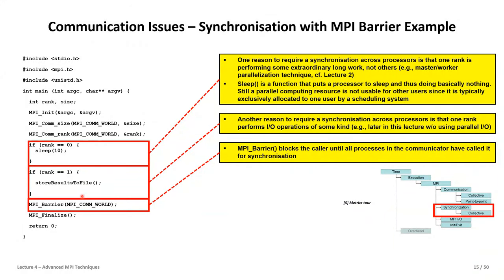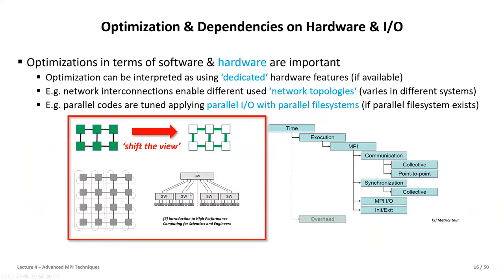And of course, this can also cause a lot of load imbalance, because some ranks might come directly to the barrier, while other ranks, like here rank 0 and rank 1, maybe spend a lot of time first, and then the others would just be running idle. And this is something to avoid, of course, if you have a large HPC application.